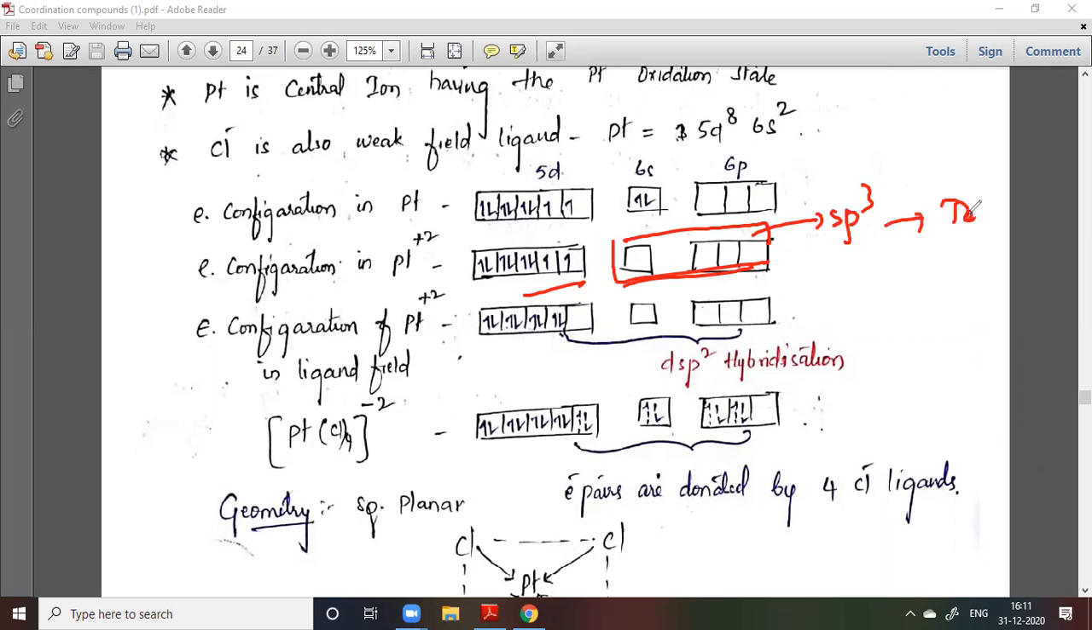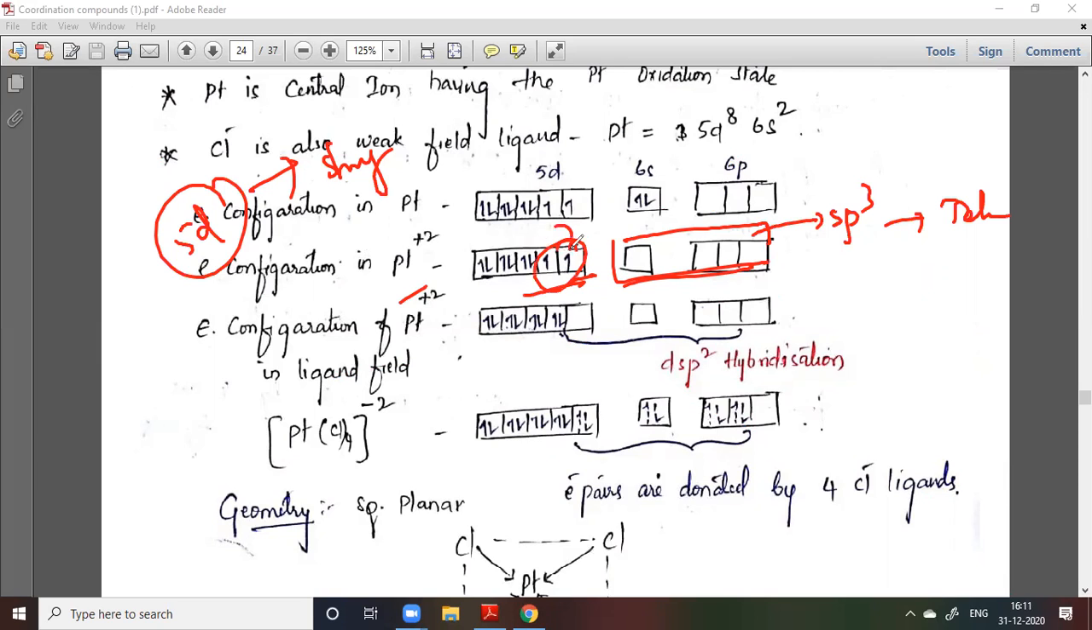Now it gets sp3 hybridization and a tetrahedral structure, but it is not weak field. It is a strong field ligand. Why? Because it is a 4D series, 5D series. Platinum is a 5D series. For the 5D series, every ligand is a strong field ligand. Remember that. It doesn't follow Hund's rule.